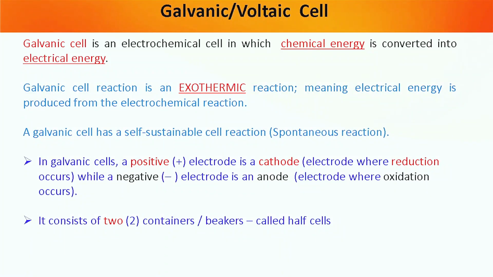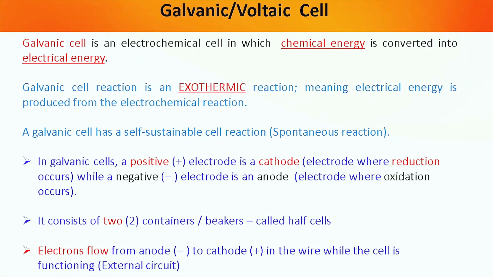On our next point, we need to talk about the setup. The setup of a galvanic cell is different from the electrolytic cell. Why are we saying so? It's simply because it involves two containers, or we call it two beakers. But if you now touch on the language of science, we call them half cells. So we have two half cells in between here. Then we need to talk about the flow.